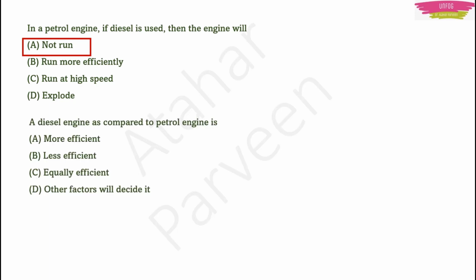Next question. A diesel engine as compared to petrol engine is: more efficient, less efficient, equally efficient, or other factors will decide it. No. A diesel engine is highly efficient when compared to a petrol engine. So option A will be the right answer.